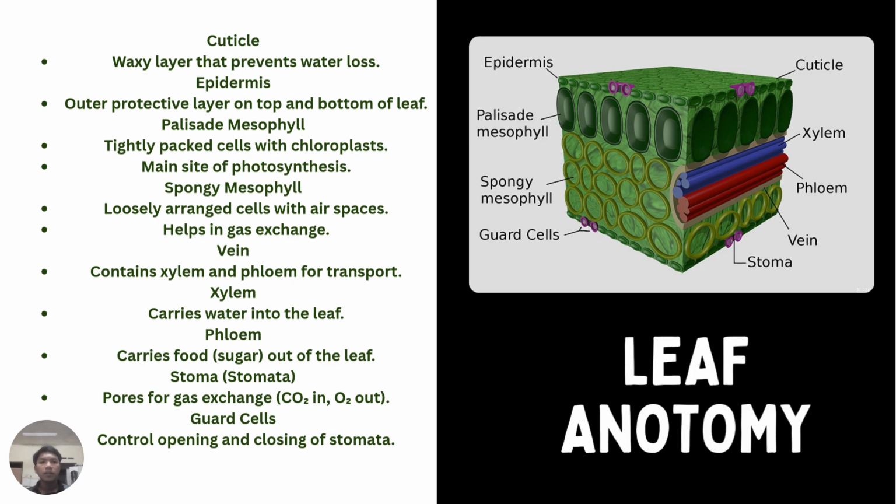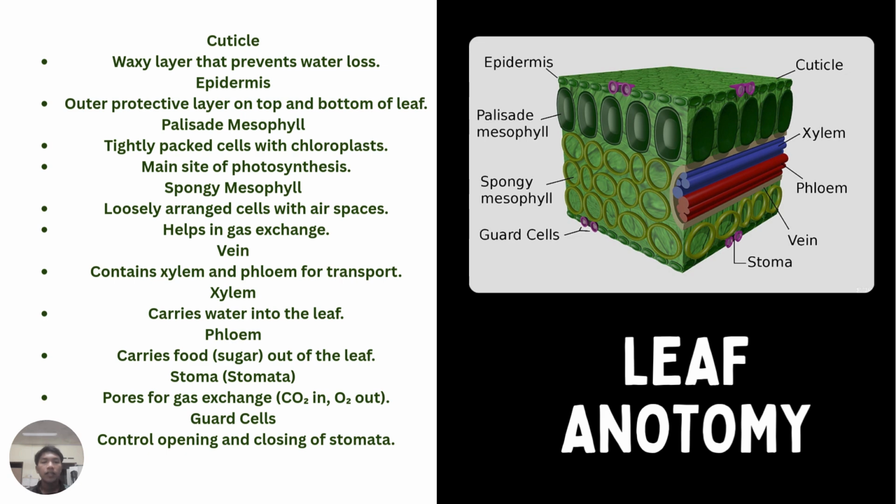This is leaf anatomy. First, we have the cuticle. What is the cuticle? The cuticle is a waxy layer that prevents water loss. Second, epidermis, the outer protective layer on top and bottom of the leaf. Palisade mesophyll, tightly packed cells with chloroplasts and the main site of photosynthesis. For the third, spongy mesophyll, loosely arranged cells with air spaces that help in gas exchange.